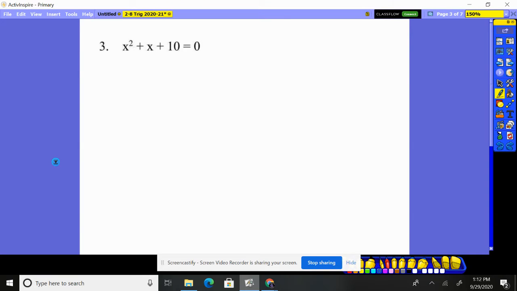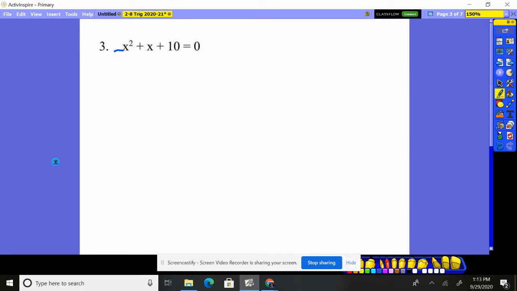Okay, going to use the quadratic equation to solve problems 3 and 4 here. Well, remember, quadratic equation works on everything. If we could factor this, we could go ahead and factor it, but it doesn't look like it factors to me. So I'm going to have to use the quadratic equation.